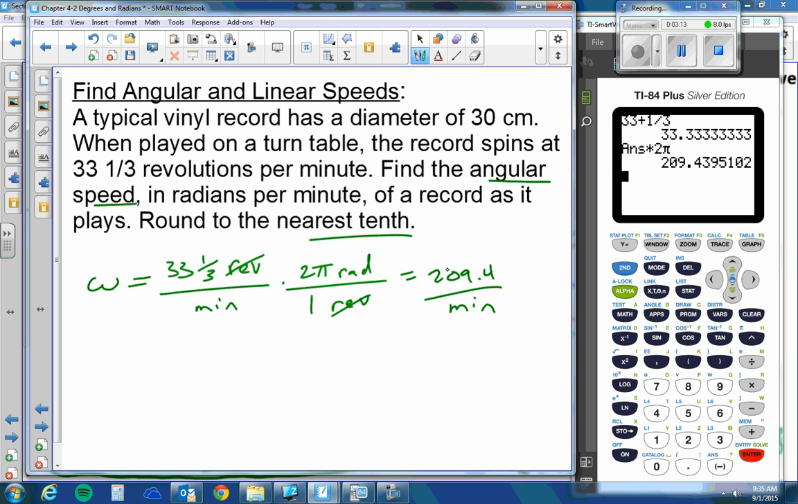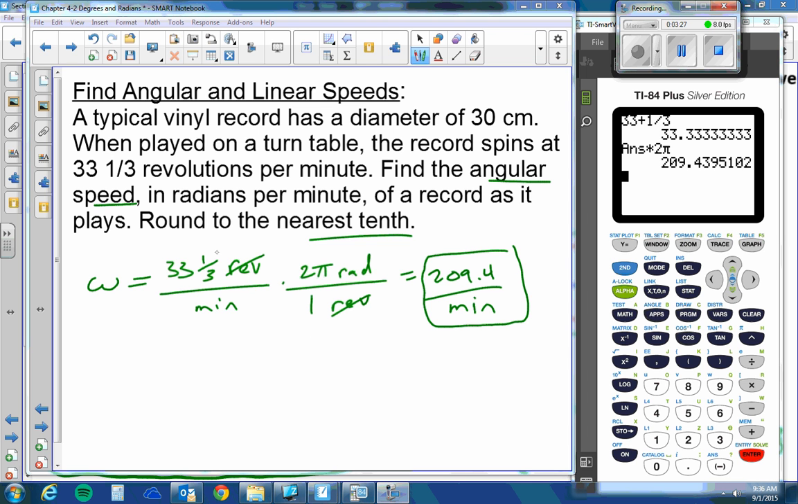Now, look at what I wrote. I said radians per minute, but you don't actually write radians. It's unitless, right? So that's your angular velocity, or angular speed, I should say. Yes? All right, so we're done with essentially part A. Now we'll do the next part.